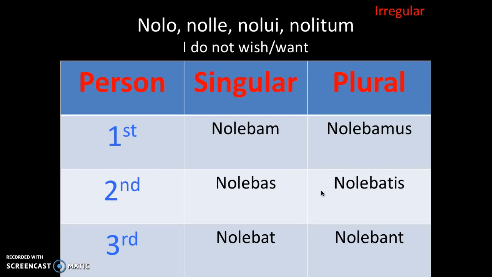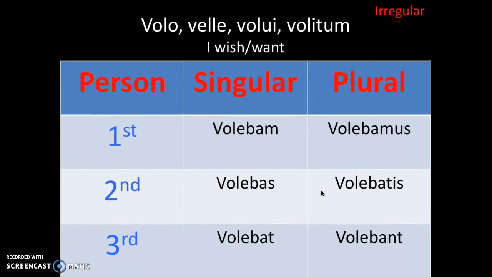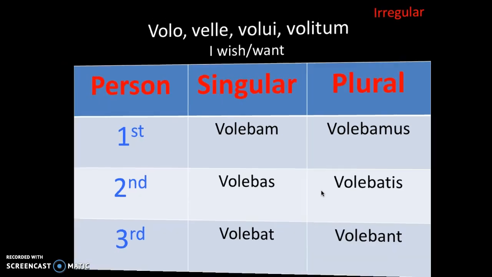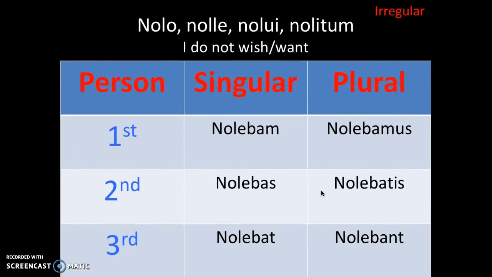And an easy way for me to memorize the difference between nolo and volo is they're literally the same thing except for the beginning letter. For volo, it's V, of course, because volo is spelled with a V-O-L-O. And nolo is spelled with an N, so it's literally the same endings, except the first letter of each conjugation part is different.